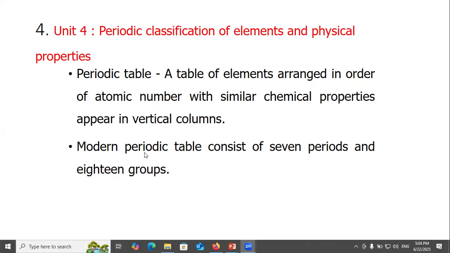First of all, the periodic table is a table of elements arranged in order of atomic number, with similar chemical properties appearing in vertical columns. The modern periodic table consists of 7 periods and 18 groups.